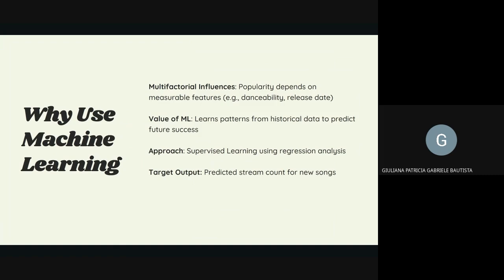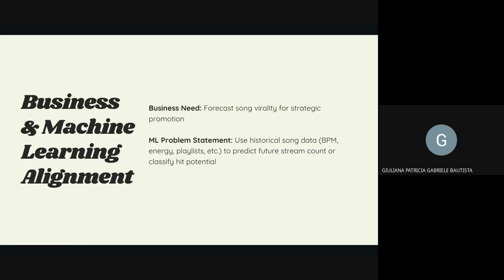So, to further align the business problem and the use of machine learning, we wanted to solve the business need by forecasting song virality for strategic promotion, while using historical song data to predict future stream count or for identifying potential viral hits.